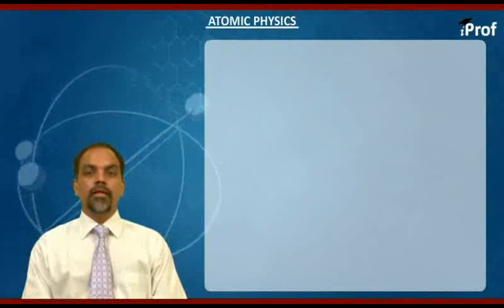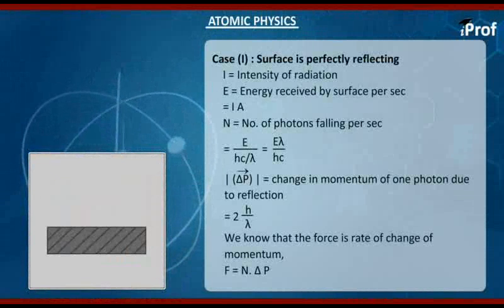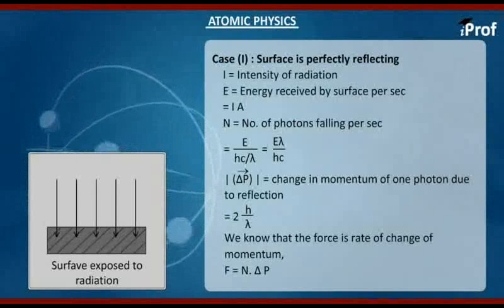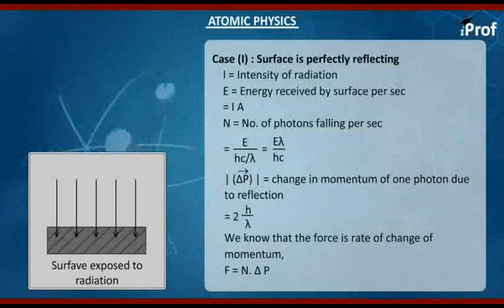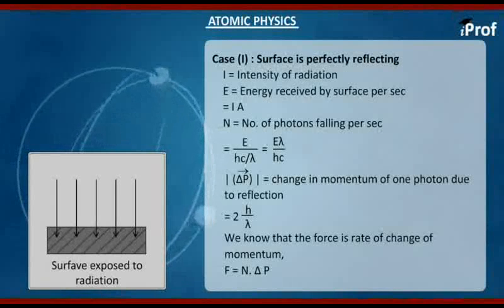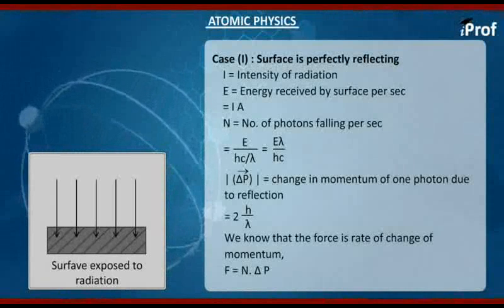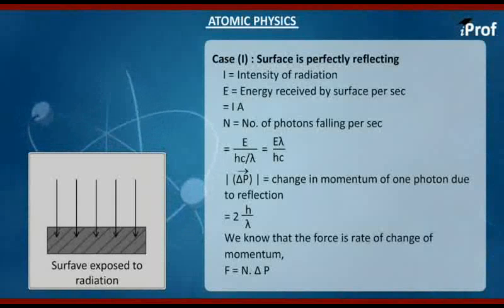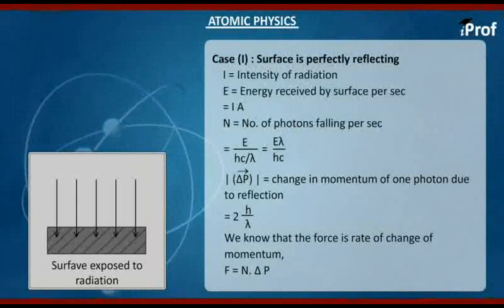Now, to understand how the calculations are done, let's take a very simple example where we have a surface and this surface is exposed to radiation. Let's say the intensity of radiation is I. Now let's follow step by step, and we are considering the case that the surface is perfectly reflecting. Now we have to calculate the radiation force experienced by it, and subsequently we will calculate the radiation pressure.